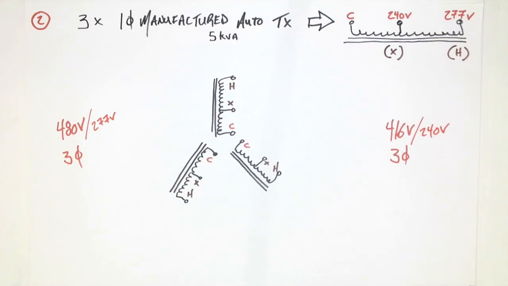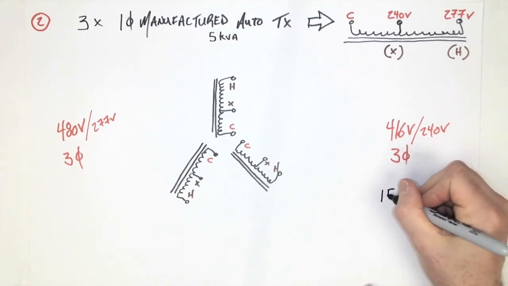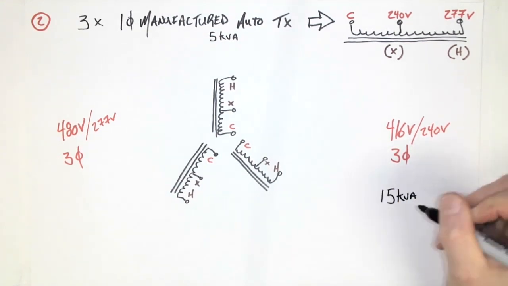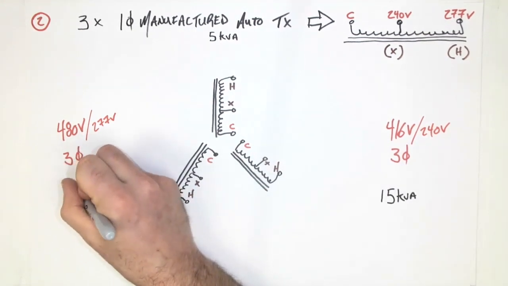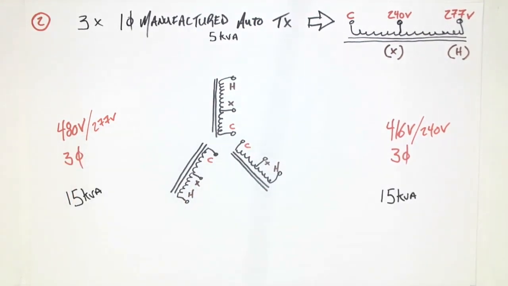So in this situation, a little bit different. We're stepping down and only stepping down a very small amount. What is the total kVA that we have available? Well, it continues to be 15 kVA. And that would also be 15 kVA on the primary.